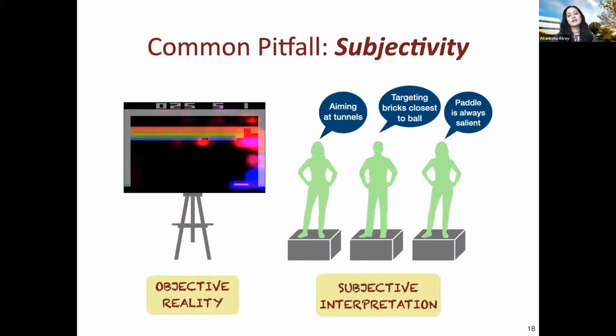We also noted some pitfalls in current usage, one of them being subjectivity. Recent critiques of machine learning have noted a tendency to combine speculation and explanation. Saliency maps actually aren't designed to formalize abstract concepts. For instance, in this case, we have a frame of a saliency map, and say we have 3 different people looking at it. The interpretation can be very subjective depending on who's looking at it. Someone can think, oh, look, the agent is aiming at tunnels. Someone can say it's targeting bricks closest to the ball, or someone can say the paddle is always salient. It's very subjective. And so how do you come up with explanations from something like that?